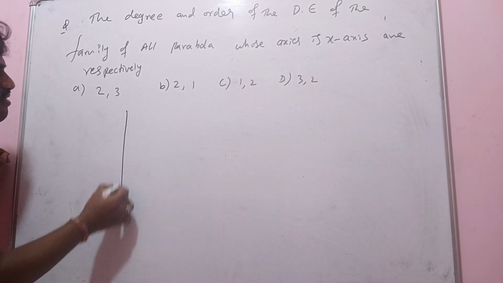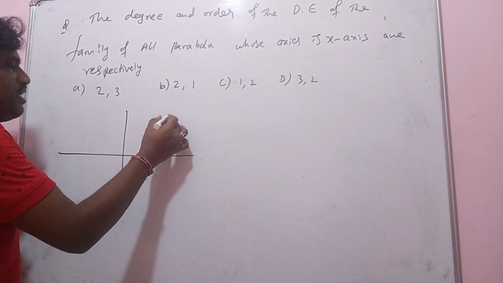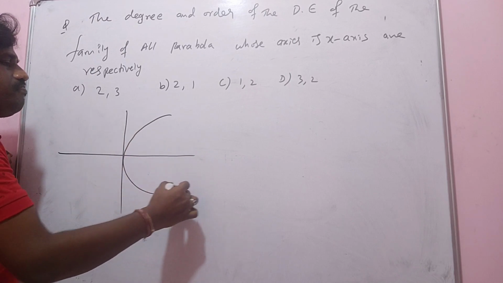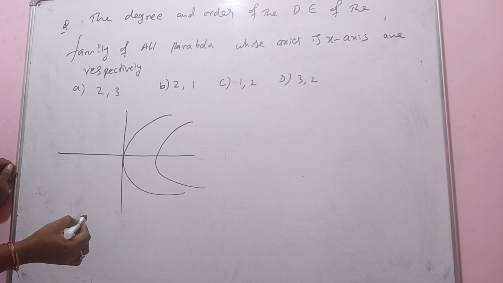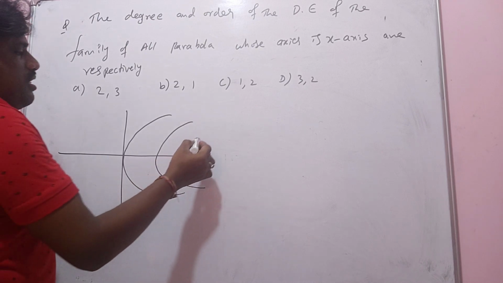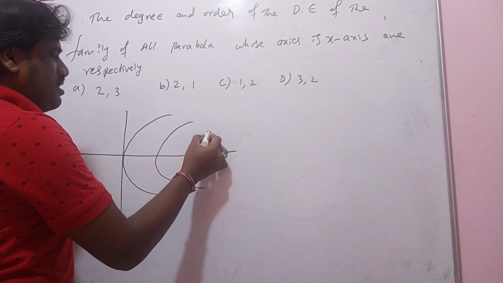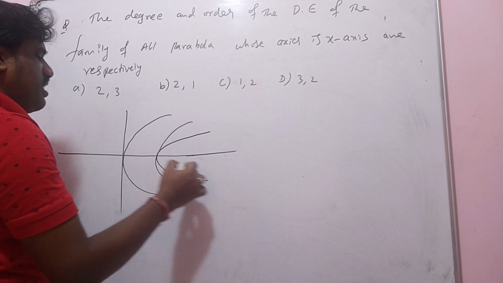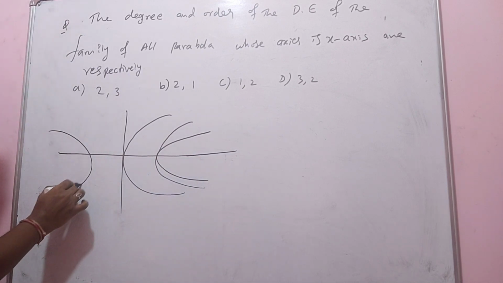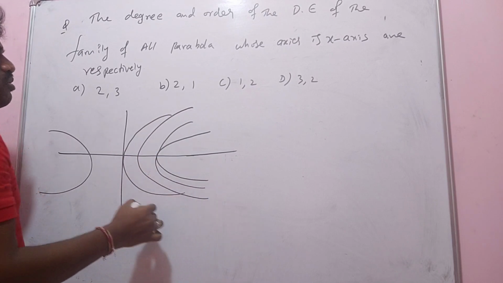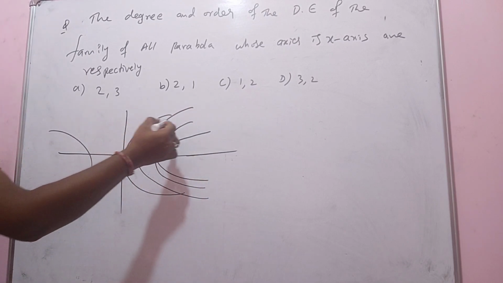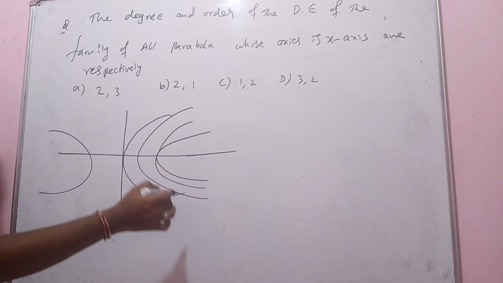So the parabola will be like this. This is the parabola shape. Maybe this will be here, because the center is not fixed. It will be on the x-axis or somewhere, you may get it anywhere, you may get it here also. You may get any shape, because the width is not fixed yet.